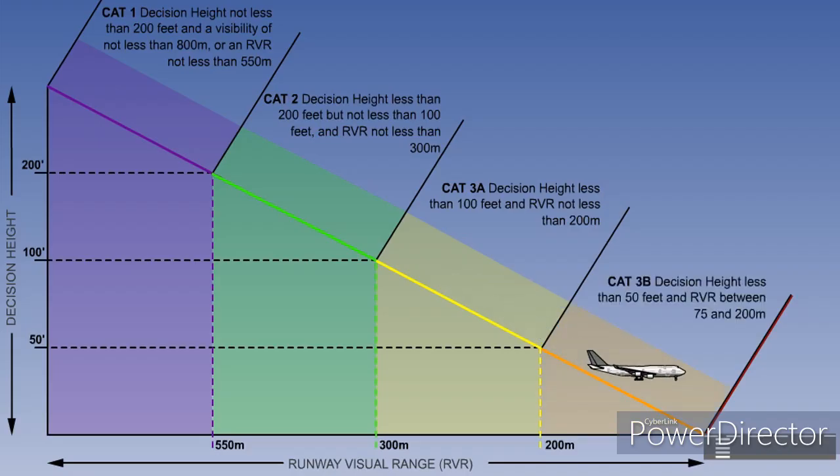Category 3B is defined as a precision instrument approach and landing with a decision height, if any, lower than 50 feet and a runway visual range between 75 and 200 meters. Category 3C is defined as to and along the surface of the runway and taxiways without external visual reference.